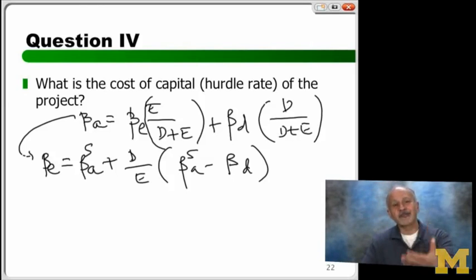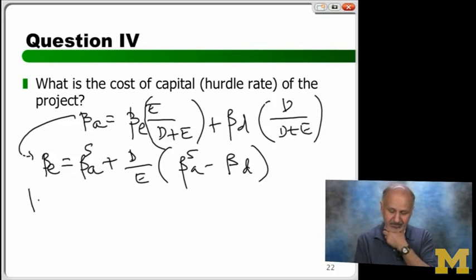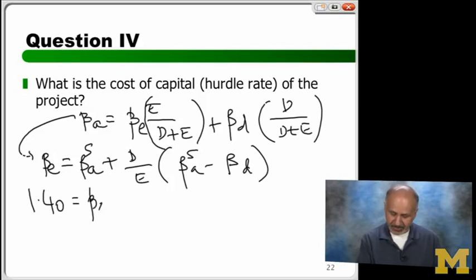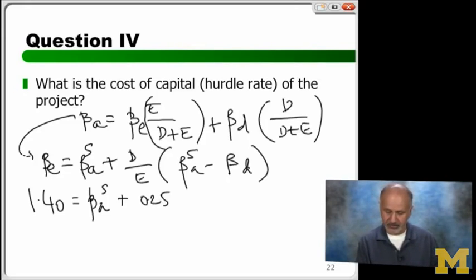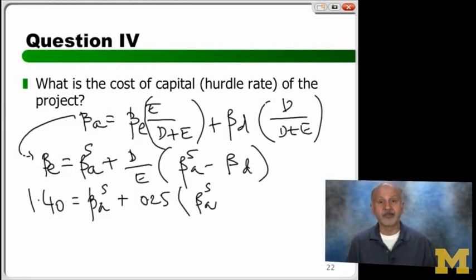But when I told you the numbers, what numbers did I give you? I gave you numbers for beta equity. So what was the beta equity? Beta equity was 1.40, which is equal to beta asset, the unknown, plus, I told you on average the ratio of debt to equity was how much? 0.25. Remember? All the data is with you. And which is this industry? S, software industry. Beta asset, again the unknown.